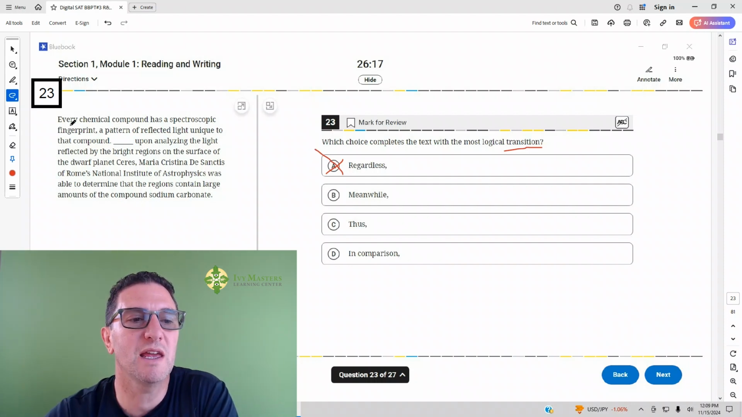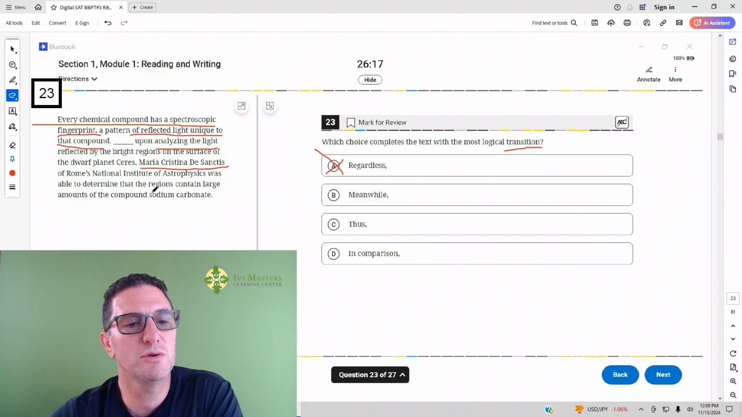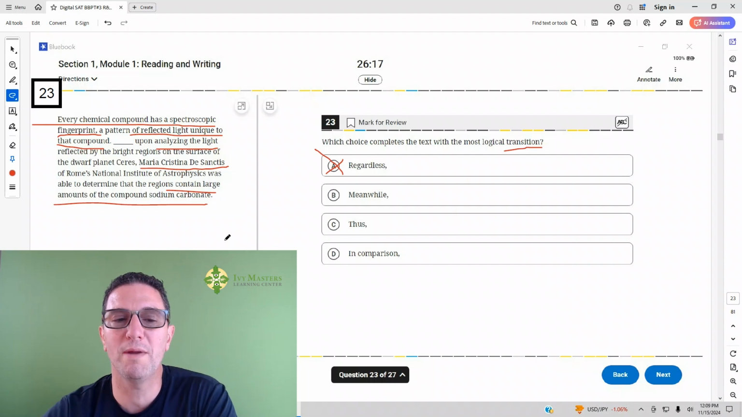What it's saying before is that every chemical compound has a spectroscopic fingerprint, and that is a pattern of light unique to that compound. And so the light is analyzed by Maria Cristina de Sanctis, and she concludes that the region contains large amounts of sodium carbonate.